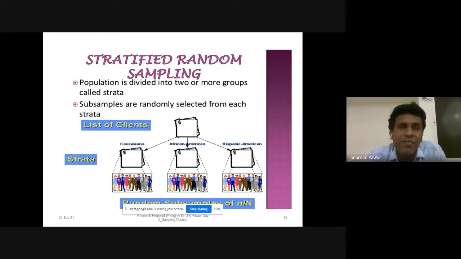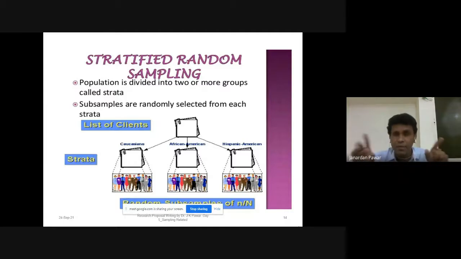So look at stratified random sampling. Stratified means what? Here some groups are made. Whenever you go for sampling, from whatever is your population, your universe, groups are made on certain parameters. You can use any parameters for making the groups. Those groups are also called strata. Strata means nothing but groups.